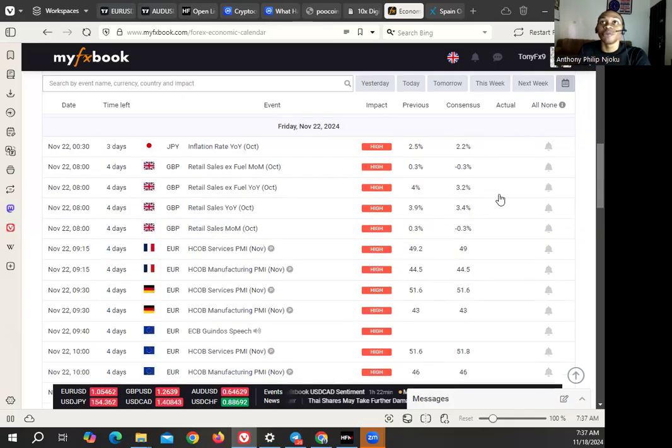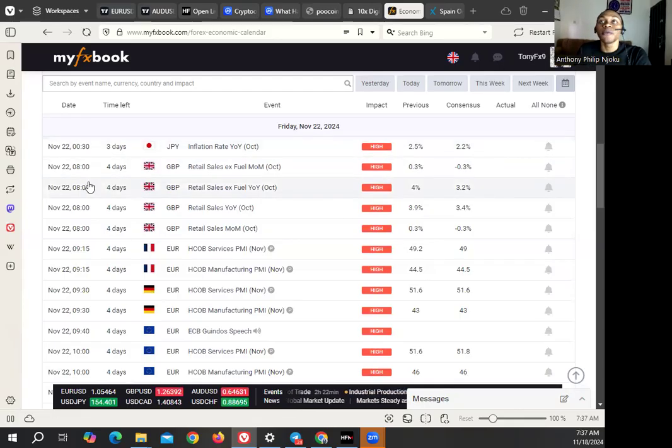Then on Friday, to wrap up the week, we have the inflation rate for Japanese yen. I already explained this before with Great Britain pound and euro. If you see a figure higher than 2.2%, it is good for Japanese yen. But if you see a figure lower than 2.2, it is bad for Japanese yen. Then retail sales early in the morning by 8 a.m.